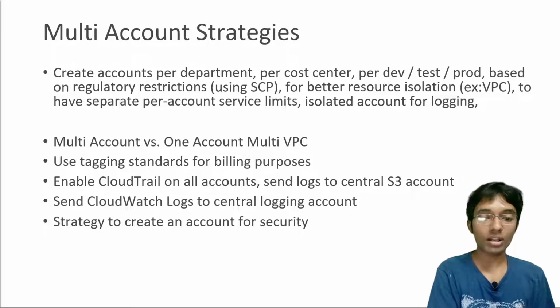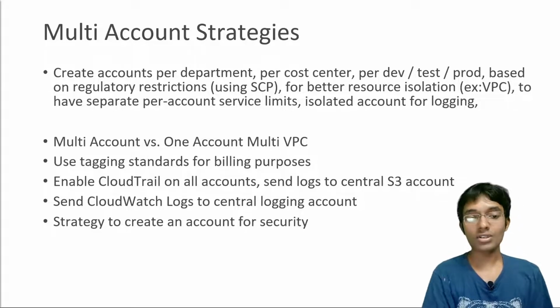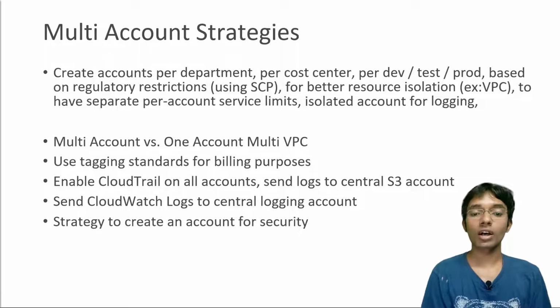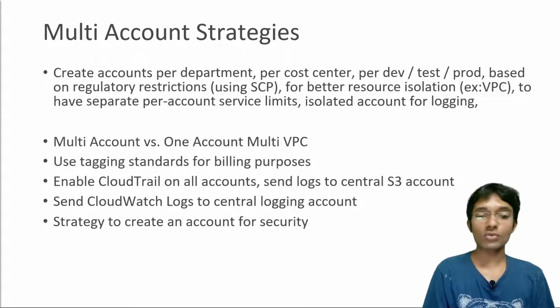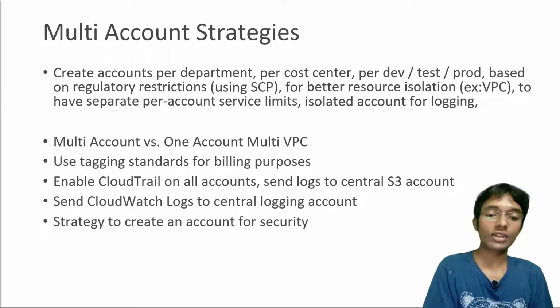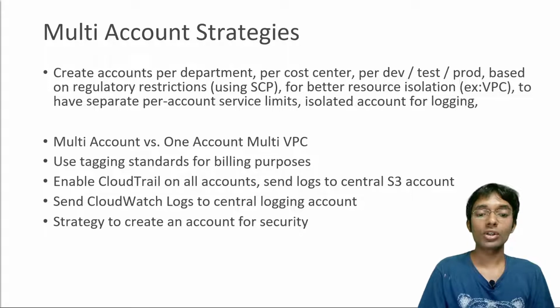For example, you want multiple accounts, or one account with multiple VPCs in it, and then of course you are going to have multiple accounts. So you need to have tagging standards for billing purposes, as we'll see. And then some things we may want to do is enable CloudTrail on all accounts, and send all the CloudTrail logs into a central account that will have an Amazon S3 bucket, and maybe also aggregate all the CloudWatch logs within all accounts into a central logging account, or maybe create a central account for security.